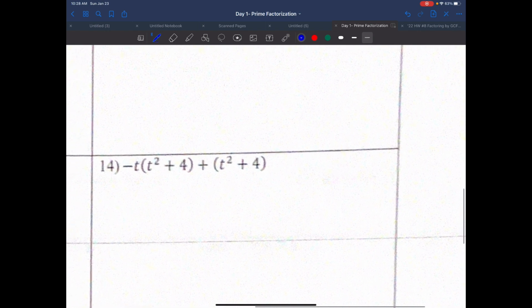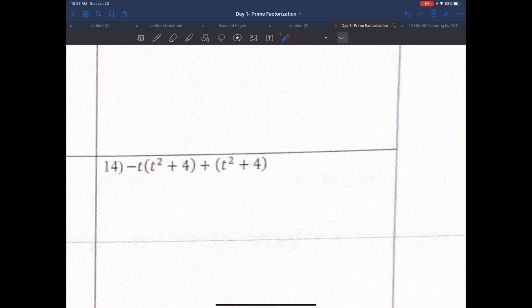All right. What else do we have? So we're going to look at this, and I'm like, okay, what do we notice about these two terms? Well, we can see that there's a negative t here, and there's an invisible 1 there. This is the same thing as negative t times the quantity t squared plus 4, plus 1 times the quantity t squared plus 4. Right? So what do they have in common? Well, I see a t squared plus 4 here and a t squared plus 4 here. So what does that mean? Well, they share the same thing.